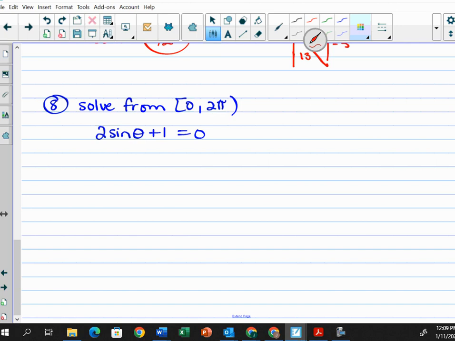Okay, so basic solving here. I would subtract the 1. I would divide by 2. So, where does sine equal negative 1/2 from 0 to 2 pi? So once around the circle, where does it happen? 2 places, yes. Okay, is negative pi over 6 between 0 and 2 pi? Okay, and where else? Yes.